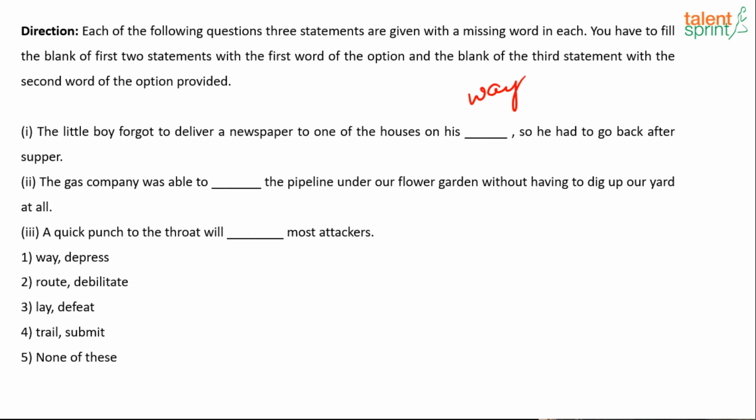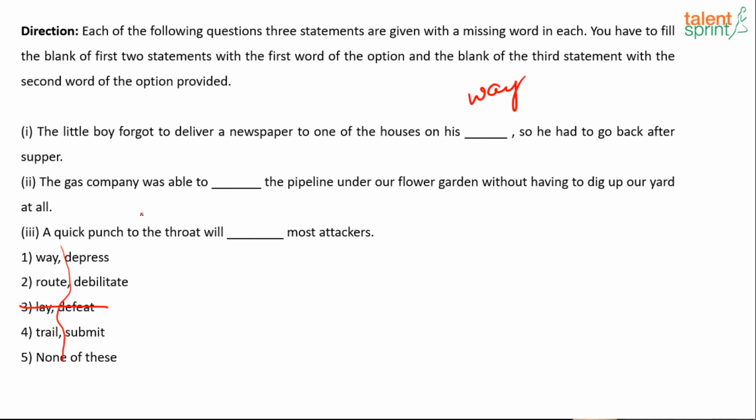So let's look at the options. You just have to concentrate for the first two on the first half of the options, the first of the pair. So way is one, route is one, lay, trail. It cannot be lay. Trail is something that you leave behind. So on his trail. All right, let's just keep trail as well for now.